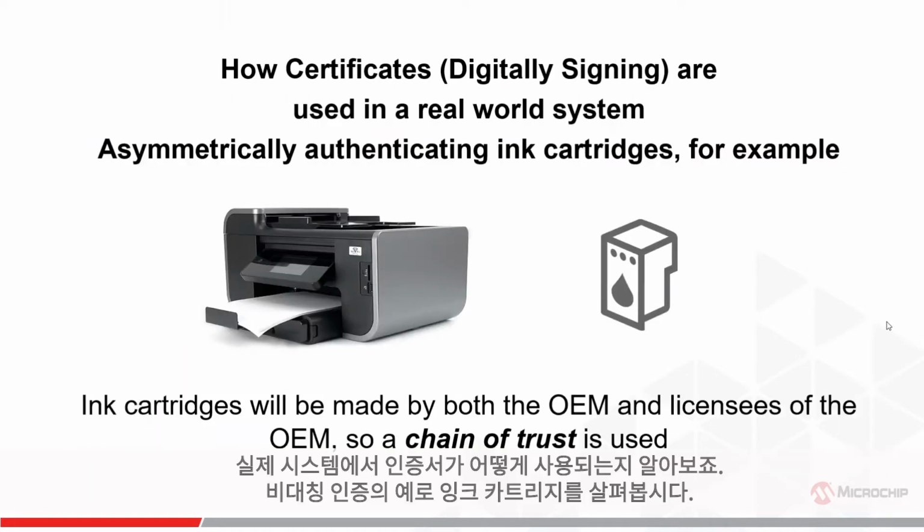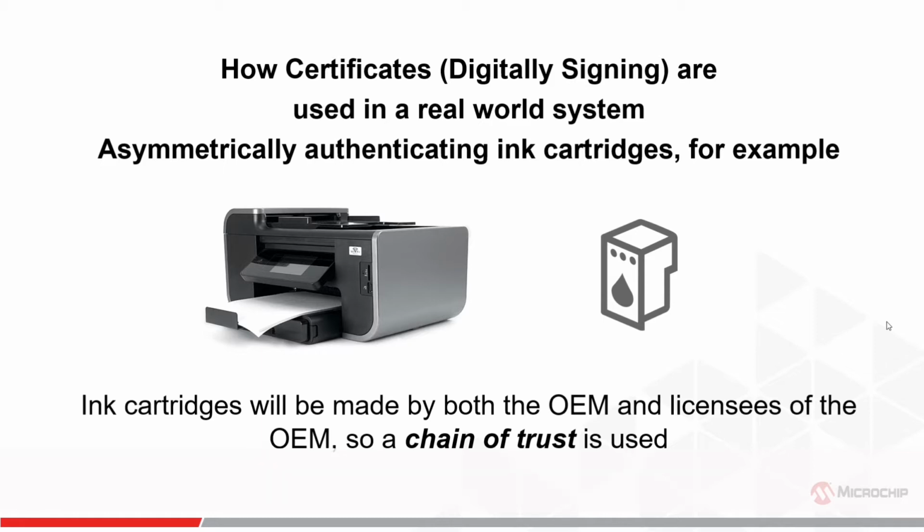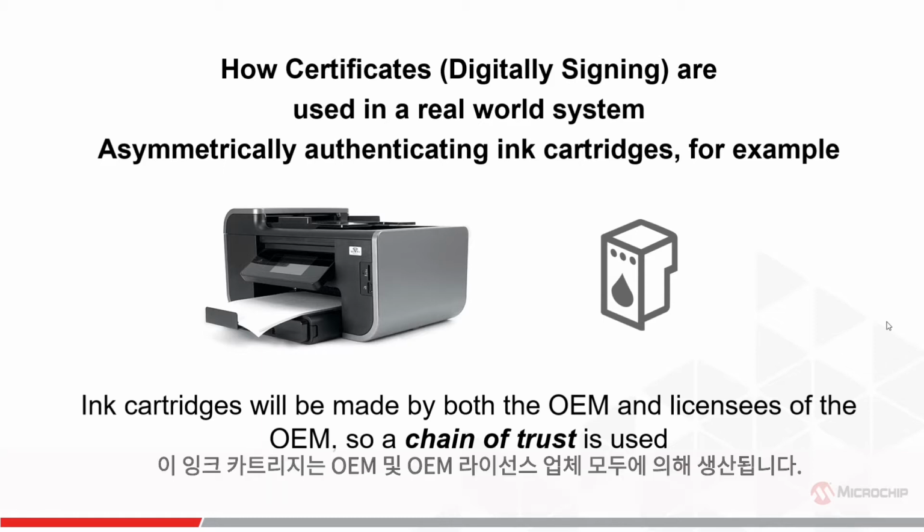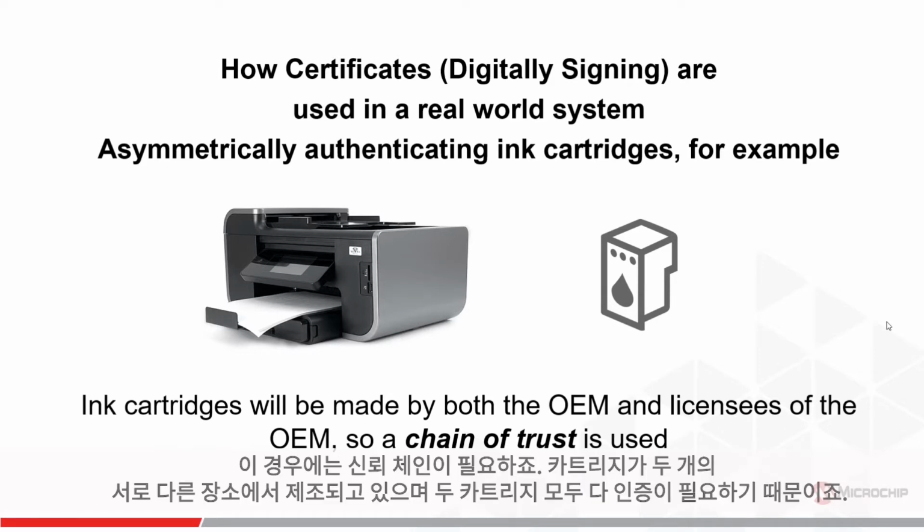Let's look at how certificates are used in a real-world system. Let's look at the example of asymmetrically authenticating ink cartridges. These ink cartridges will be made by both the OEM and licensees of the OEM. So we'll need a chain of trust because you'll have two different manufacturing sites creating ink cartridges, and both ink cartridges need to be authenticated.